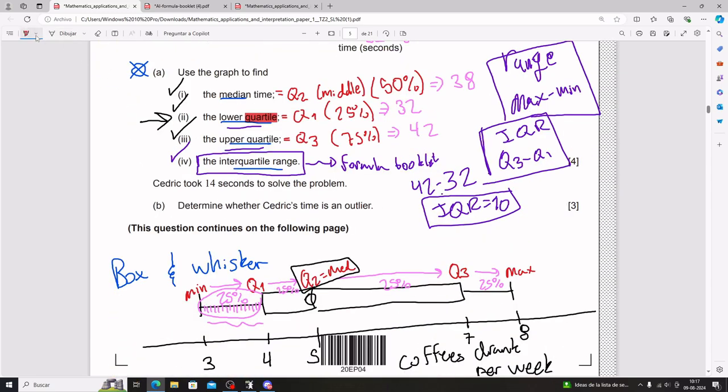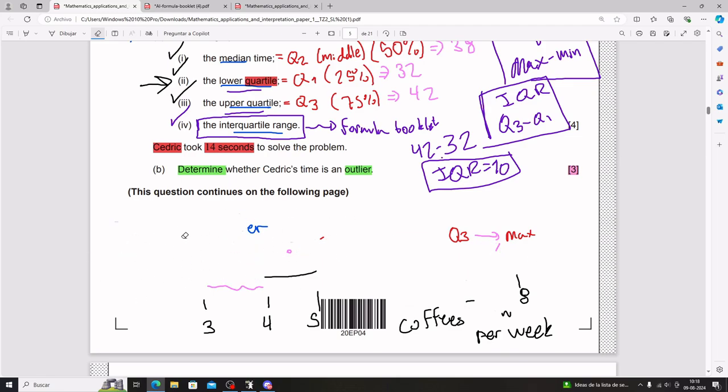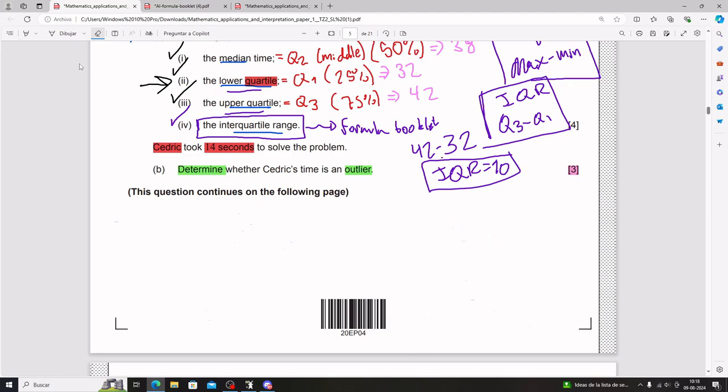Then they tell us that our good old friend Cedric took 14 seconds to solve the problem. And we need to determine whether Cedric's time is an outlier. And notice, this is worth 3 points, and I would say that it's extremely easy 3 points. See? All you need to know for an outlier, and this is an introduction I will give you for now, all you need to know for an outlier is the interquartile range. So that's the first thing I need to explain for the procedure for an outlier. First, get the interquartile range.